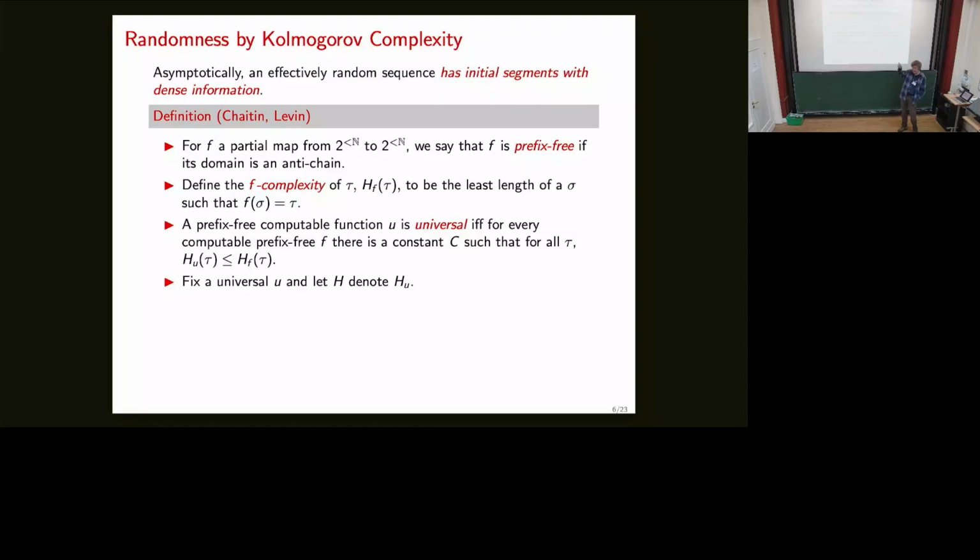And it makes rigorous the notion of the shortest program that computes some sequence.